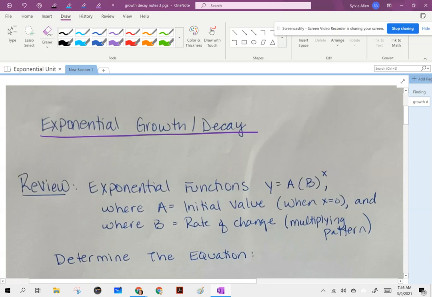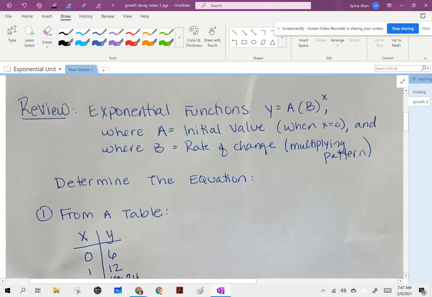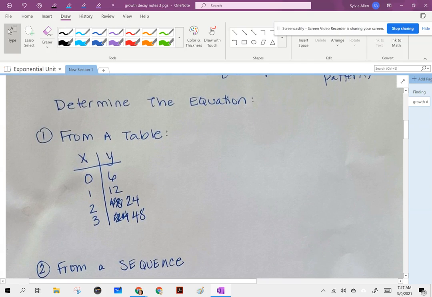And b is the rate of change. Basically, it's in a sequence when you're multiplying from term to term, it's what you're multiplying by. So that could either get bigger, which we would see as growth, or if you're multiplying by a fraction, that would indicate decay and you're getting smaller and smaller. So let's see how you would be able to do these. This is review. So at this point, we would be able to determine the equation. So see how far you can get on your own, and then we'll go over it.